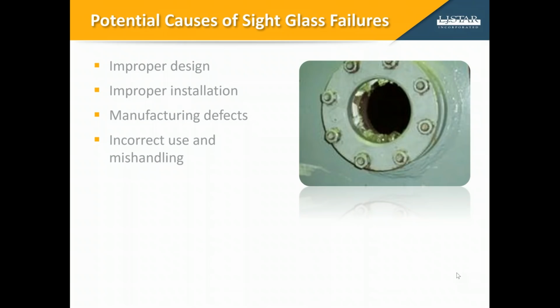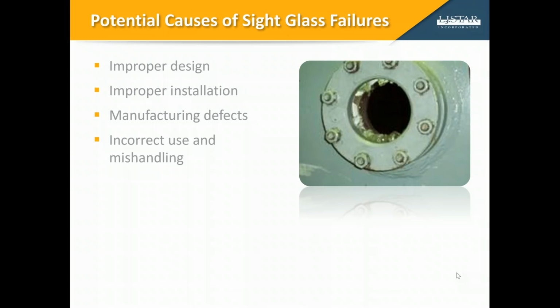Any number of factors can contribute to sight glass failure like the one you see here. A sight glass failure can be attributed to improper assembly design, such as flanges that are too thin, too few bolts, a cushion gasket that is too soft or too thick, or inadequate glass thickness. There's also the potential for improper installation, such as over-tightening, uneven torquing, or debris trapped between the vessel and the sight glass.